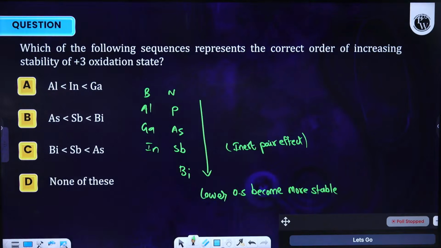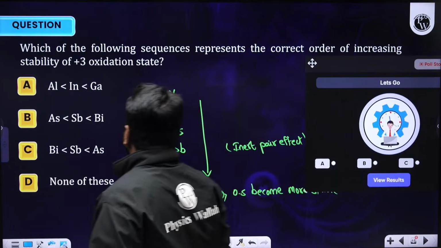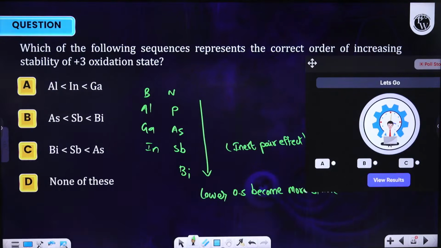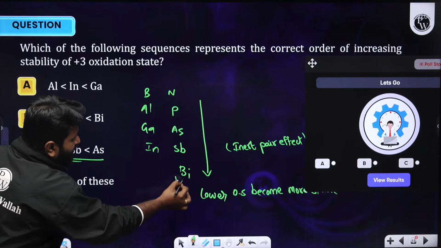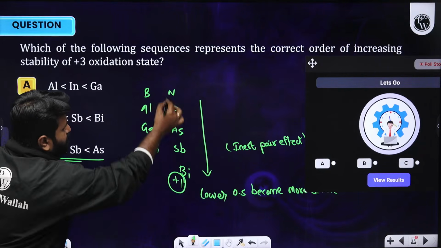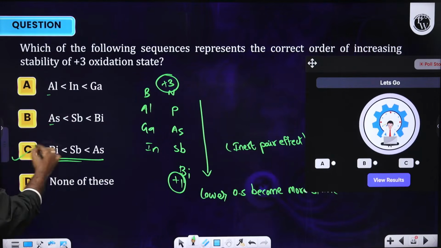So now tell me, what will be the correct order of stability of +3 oxidation state? Automatically we know very well. Now the question is very, very easy. Inert pair effect. Bismuth will be having lower oxidation state +1. Nitrogen is more stable in +3. So bismuth is very less. Option C is the correct answer.